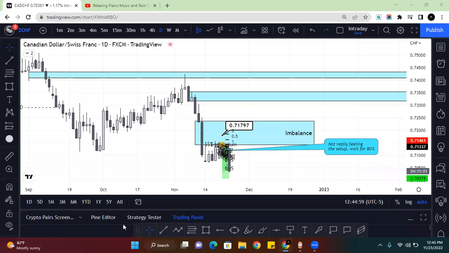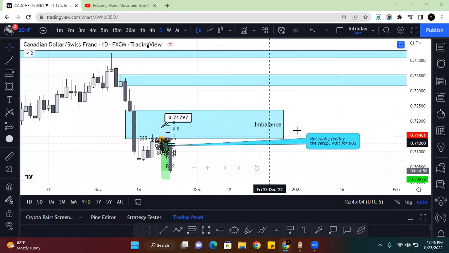Let me get this together real quick, guys. Get this trade breakdown of this monster trade that I took.